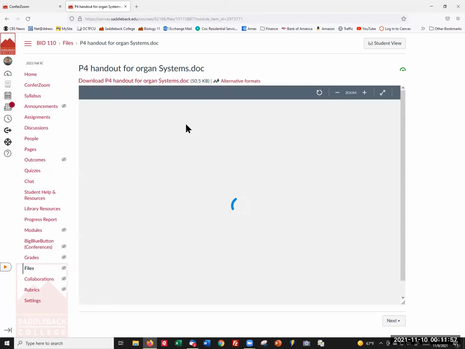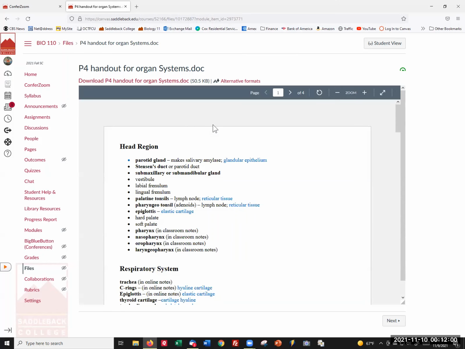Come on, there it is. It always takes a little bit longer when it's first loading up.